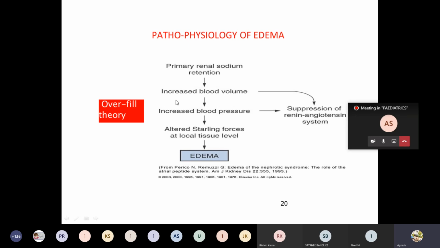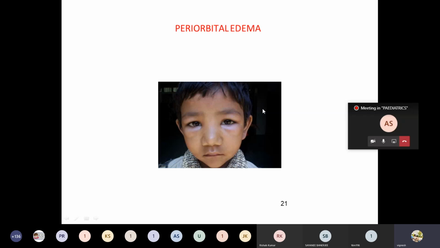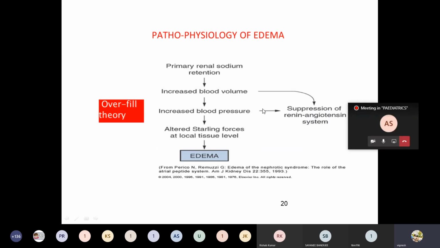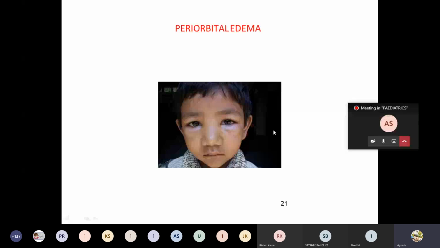Because of increased sodium retention, it is going to increase the blood volume. And because the blood volume increases, the blood pressure shoots up. Because the blood pressure shoots up, you are going to see altered features at the local tissue level. Because of that, the fluid stays in the interstitial spaces. As I said, because of the increased volume, there is also suppression of the renin and angiotensin system. So this is going to cause edema.